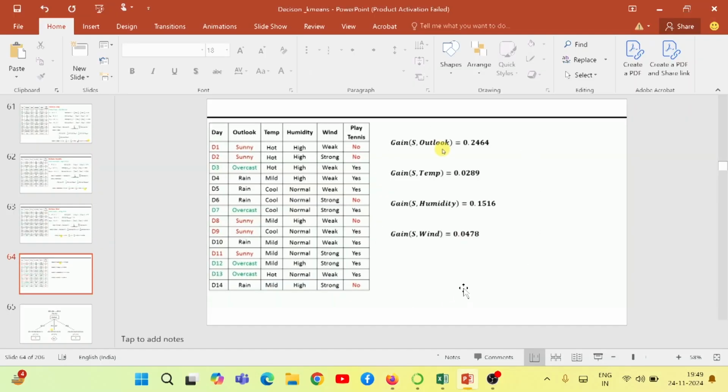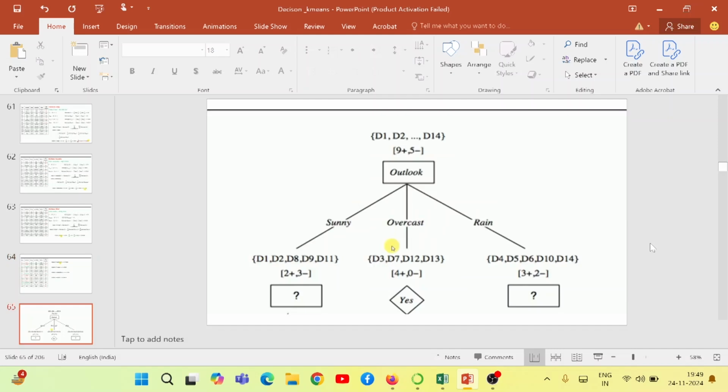But this is not the end of this. Out of these 4, this value is high, and that corresponds to the outlook. So one thing is very clear now, that outlook will become the root. Now we have to find out which would be the subsequent node in the next level.